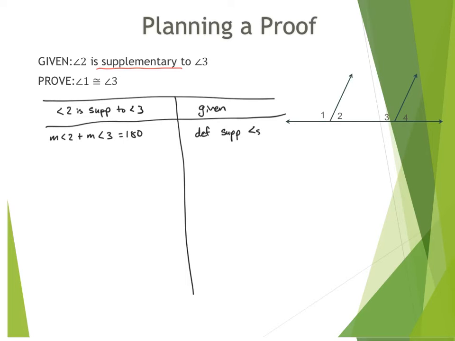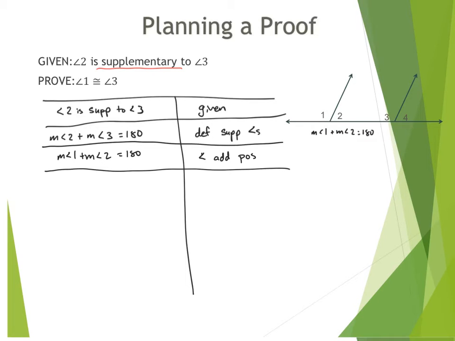So over here in my picture, I'm just going to notice things. The first thing I notice is that angle 1 and angle 2 are also supplementary, which means that over here, the measure of angle 1 plus the measure of angle 2 will also equal 180. And I can use that. So I'm going to put it in my proof. So the measure of angle 1 plus the measure of angle 2 is equal to 180. And I know this because of the angle addition postulate. Okay, I'm adding up the measures of the angles and they equal 180.